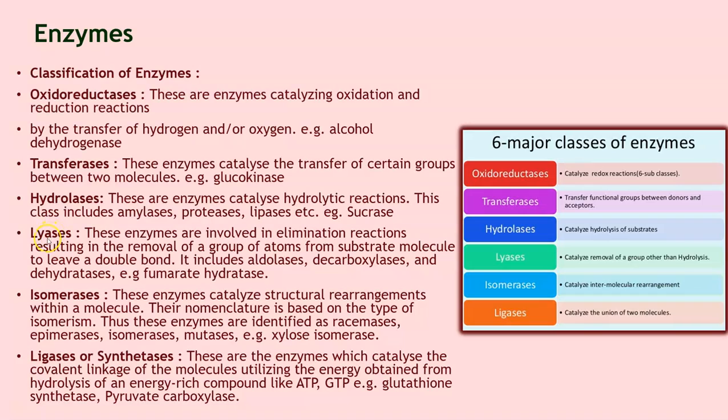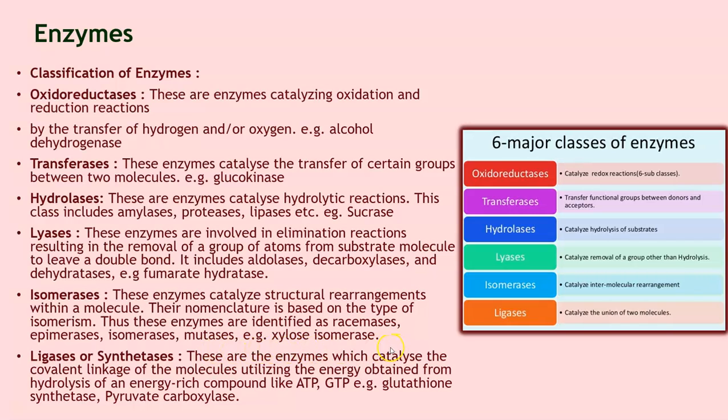Example: sucrase. Lyases: these enzymes are involved in elimination reactions resulting in the removal of a group of atoms from the substrate molecule to leave a double bond. It includes aldolases, decarboxylases, and dehydratases. Example: fumarate hydratase. Isomerases: these enzymes catalyze structural rearrangements within the molecule. Their nomenclature is based on the type of isomerism. Thus, these enzymes are identified as racemases, epimerases, isomerases, mutases.